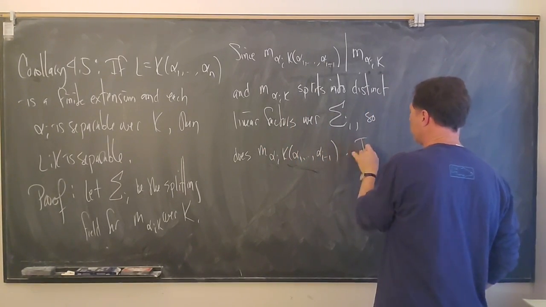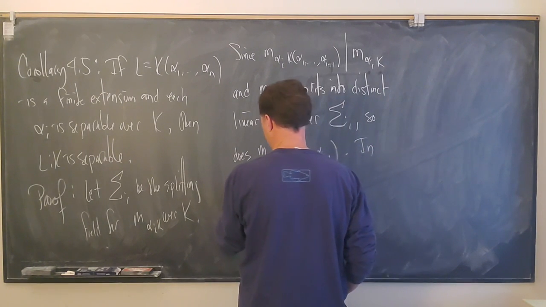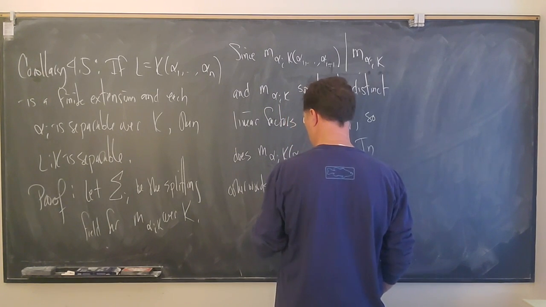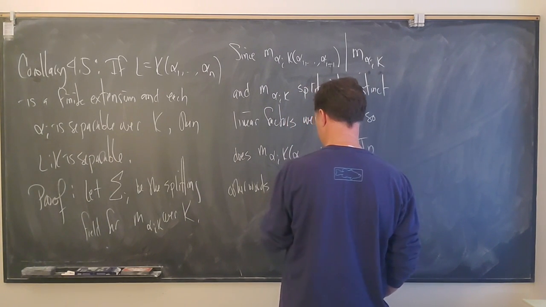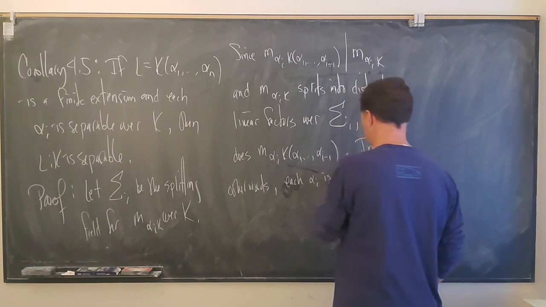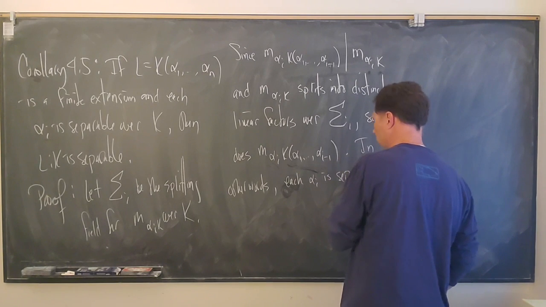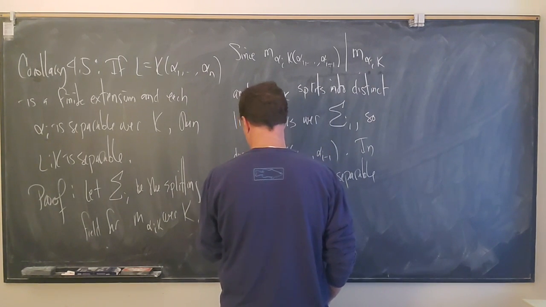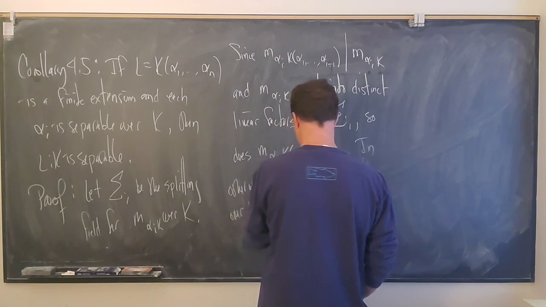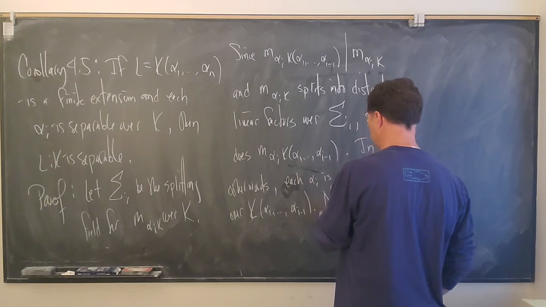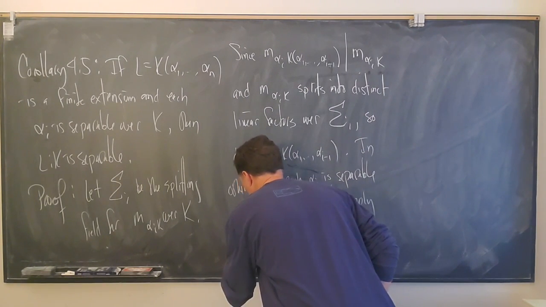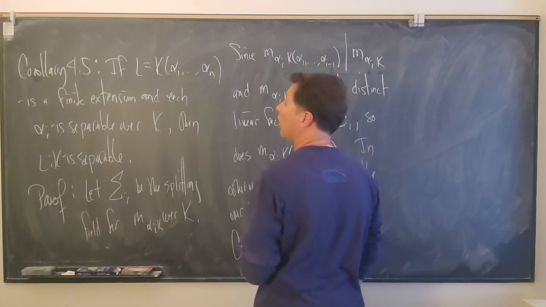So let's say, in other words, each alpha I is separable over K adjoin alpha 1 up through alpha I minus 1. So now, apply Corollary 4.4.